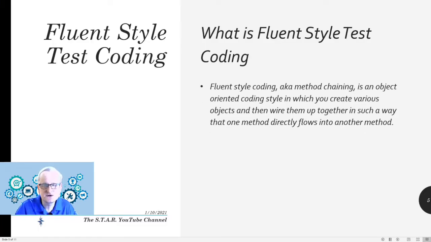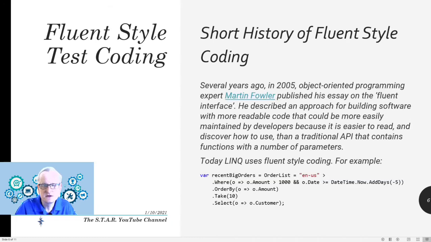So that leads us to the question of what is Fluent Style Test Coding? Well, Fluent Style Test Coding, also known as method chaining, is an object-oriented coding style in which you create various objects and wire them up together in such a way that one method directly flows into another method.